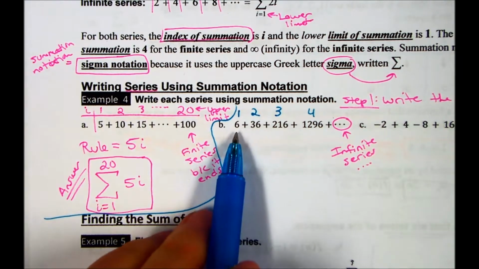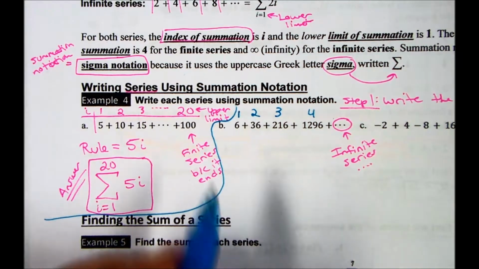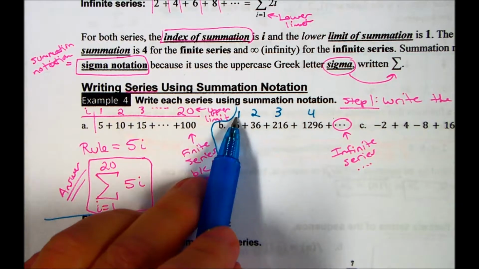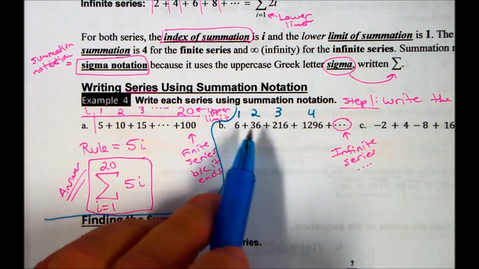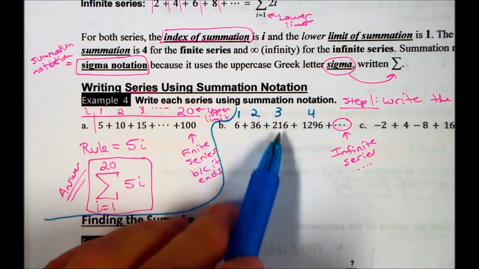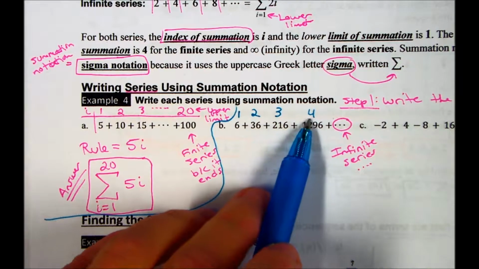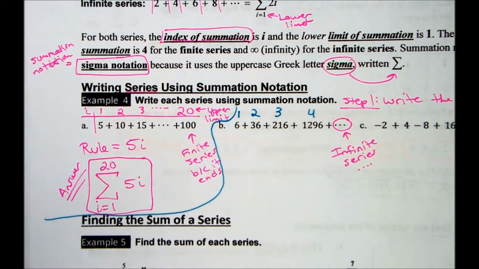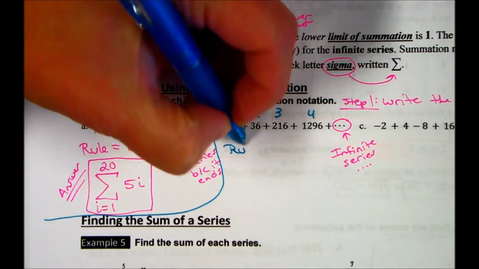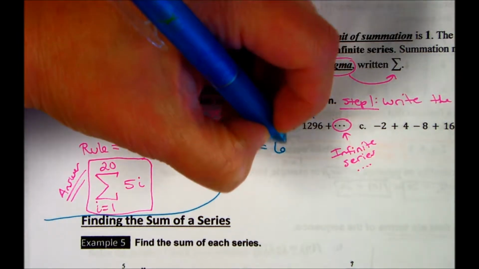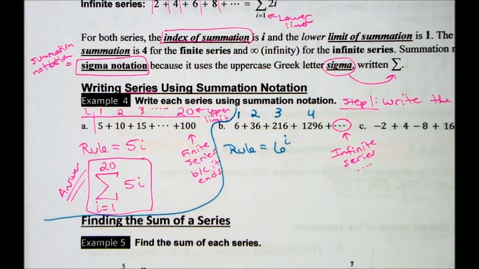We've done a lot of things with exponentials, so hopefully you're recognizing that if you take 6 to the first power, it equals 6. If you take 6 to the second power, it equals 36. 6 to the third power equals 216. 6 to the fourth power gives you 1296. So that's basically our rule: you're going to take 6 to the power of i.